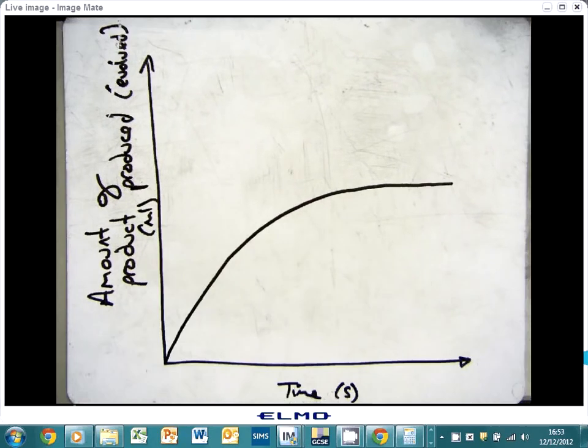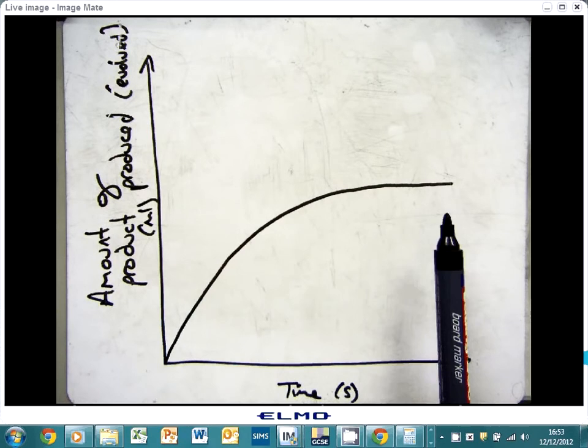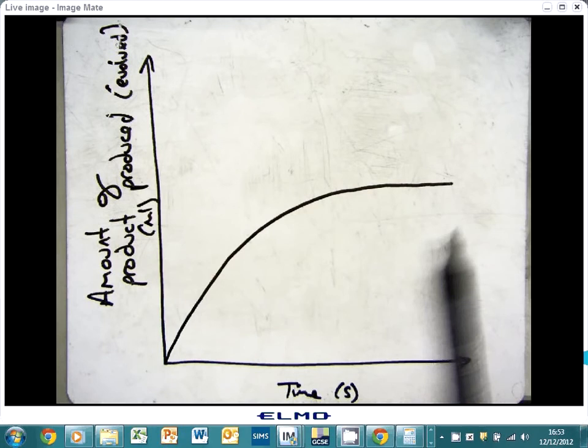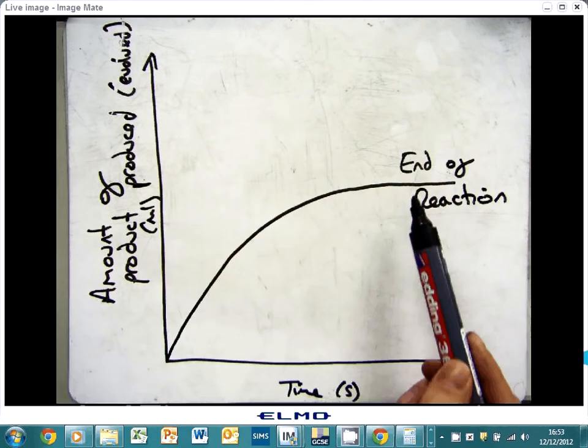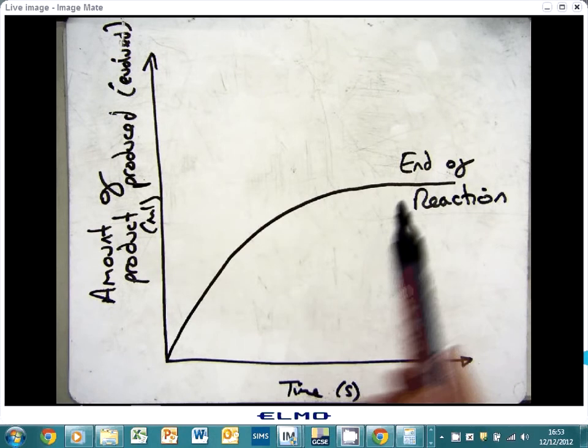Every graph you come across will look similar to this. They'll have a starting point at 0, so at 0 time there will be 0 products, and ending with a flat bit. This means that all of the reactants have been used up and there are no more products being formed. How quickly you get to this point, this line, depends on the rate of reaction.